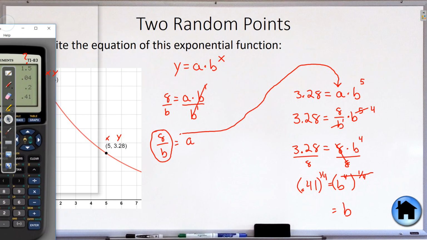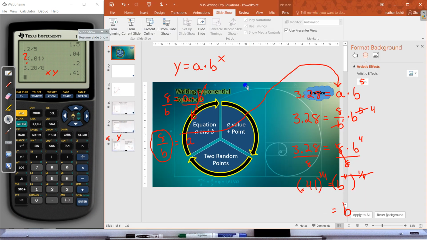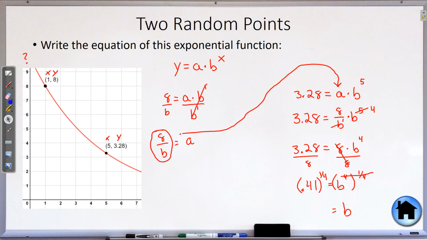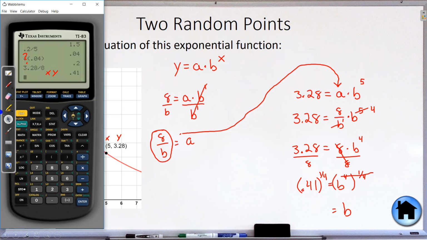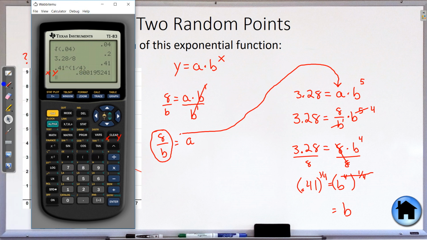So let me put it over here. Sorry about that. Something weird happened. All right, there we go. I need 0.41 raised to the power of 1/4. There we go. 0.800. So I'm going to sort of just round that to just be 0.8. It's got 2 zeros at the end.